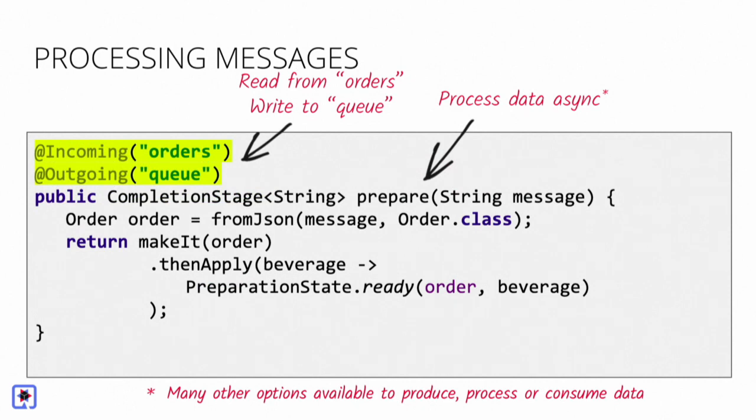Then we have seen on the other side how we can process messages on the fly. Remember that, in motion, using @Incoming and @Outgoing. Three annotations. We're done.